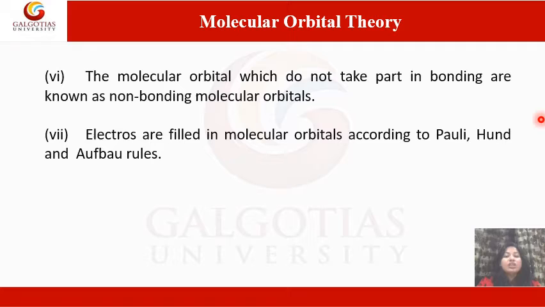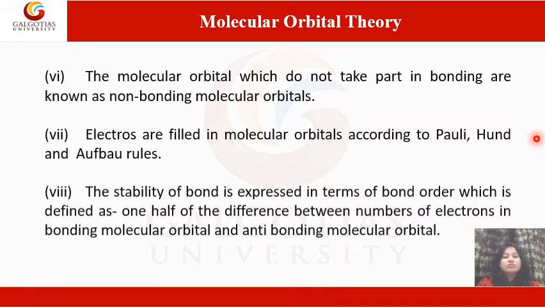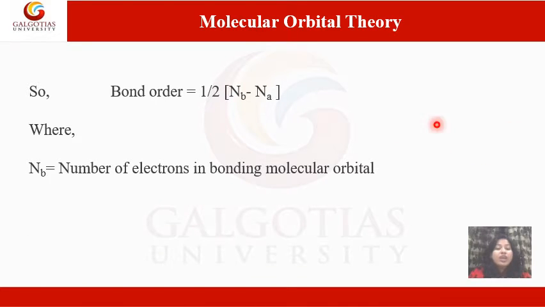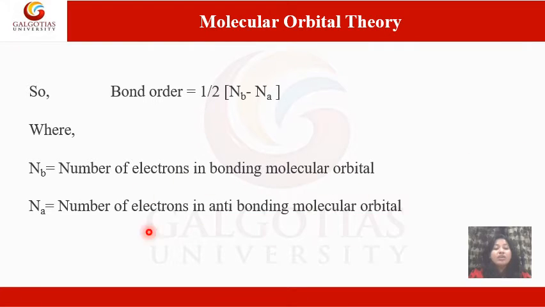Electrons are filled in the molecular orbitals according to Pauli, Hund's and Aufbau rule. The stability of the bond is expressed in terms of bond order, which is defined as one half of the difference between the number of electrons in the bonding molecular orbital and anti-bonding molecular orbitals. So the bond order is half of (Nb minus Na), where Nb is the number of electrons in bonding molecular orbital and Na is the number of electrons in anti-bonding molecular orbital.